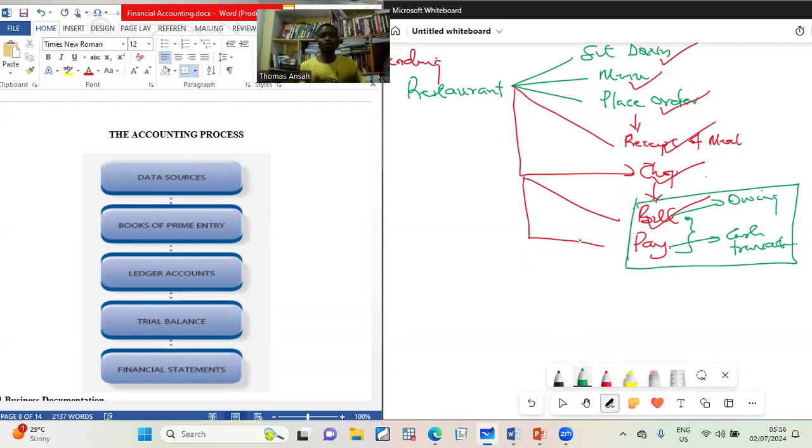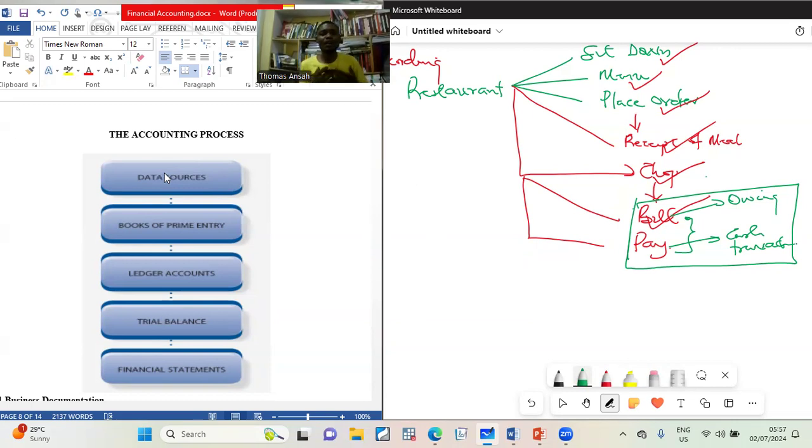All right. So this is what we are going to learn. We are going to pick up and study. The first thing in the process when you want to record is to get the document on which you base your recording, and that is what we call the source document. All right, that is what we call the source document.